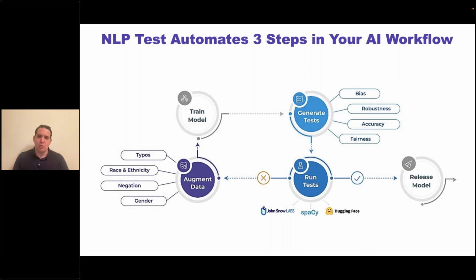Then of course you want to be able to run the tests, right? So you want to actually have test suites, decide on pass-fail ratios, and be able to run them automatically. And then the third thing you want to be able to do is augment data, right? So you can say, I have a gap with treating this subpopulation. Can you automatically generate additional training data that could help me build a stronger model?